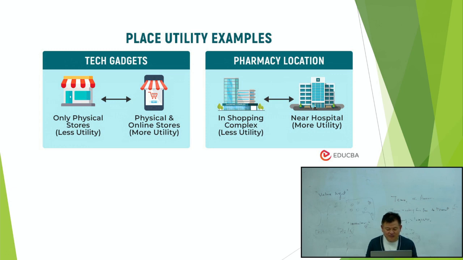Also pharmacy location. In a shopping complex, the department stores have a lot of people, it's crowded, lots of people there in the shopping mall, and a pharmacy in there has very little utility. Near a hospital it has more utility. This is a place utility example.